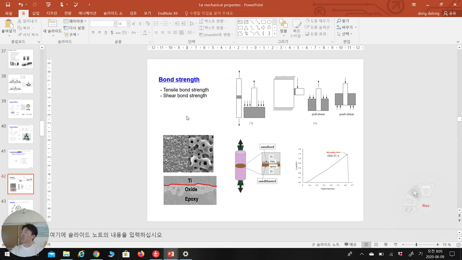What is a tensile bond? This is a tensile bond. Once you stick together, and then you use tensile mode, you can get the bond stress. So this is tensile bond strength.